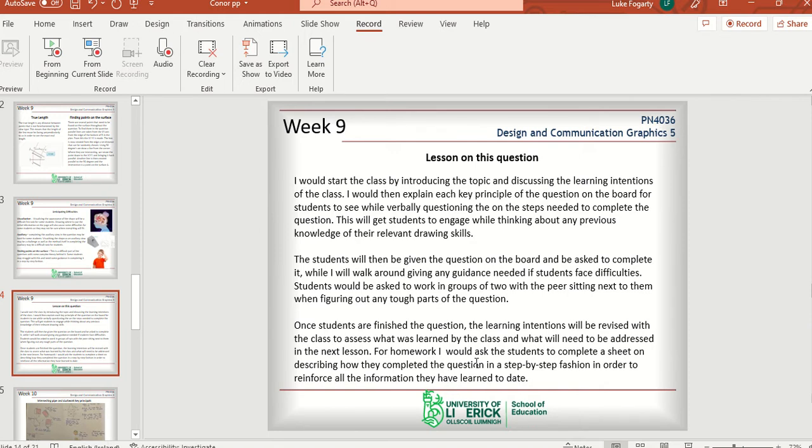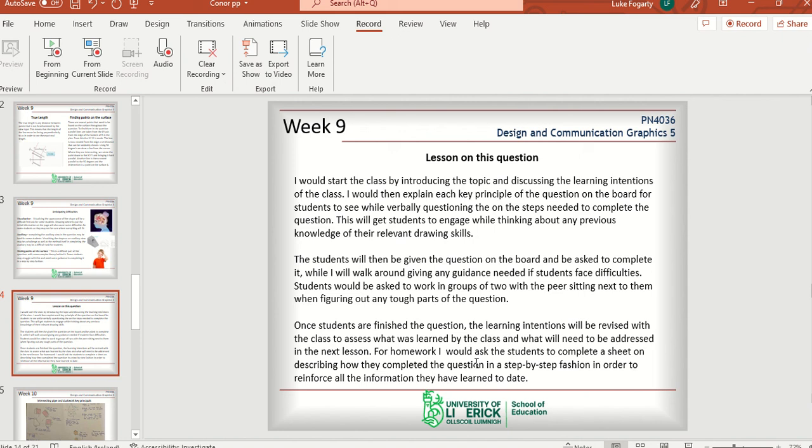So if I had to complete a lesson on this question, I'd start by introducing the topic, discussing the learning intentions to the students. I'd then go through each key principle that I already talked about. I'd do that up on the board and show the students step by step how to complete each key principle. I'd then get the students to engage while I'm doing this, asking questions, answering questions, have a discussion about what's going on.